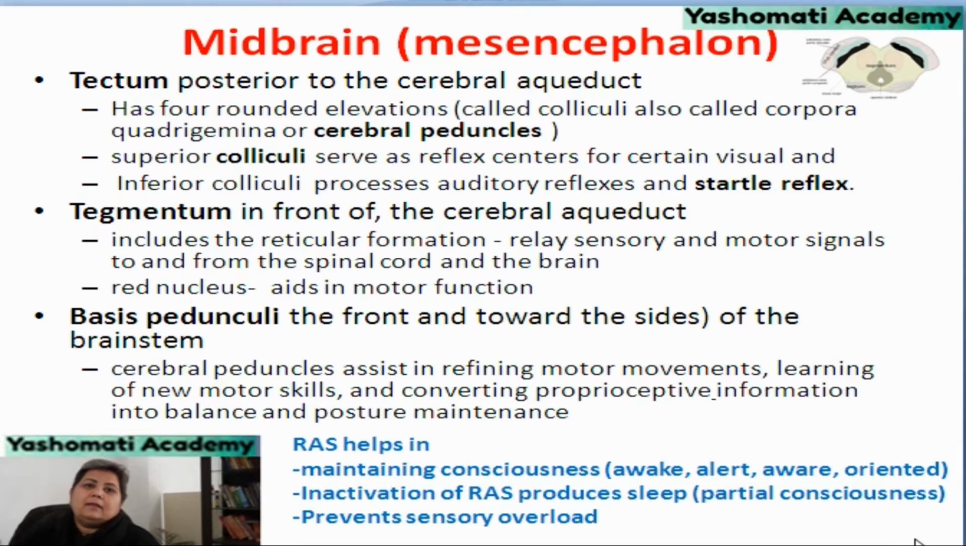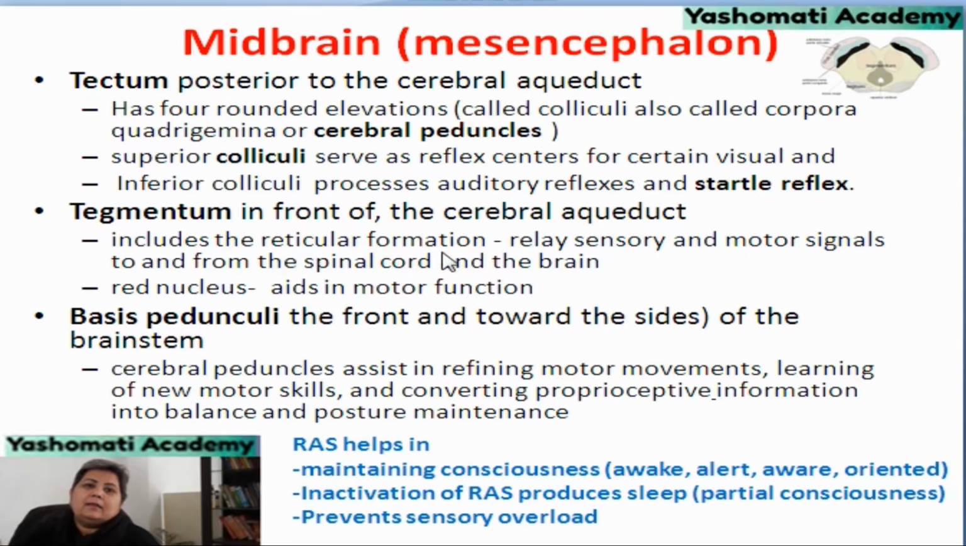Now let us talk about the other part of the midbrain, that is the tegmentum. Tegmentum lies in front of the cerebral aqueduct. This part has two very important functions. One is that it includes the reticular formation. So, it is forming the reticular formation. Let us try to understand what is the reticular formation or the reticular activating system.